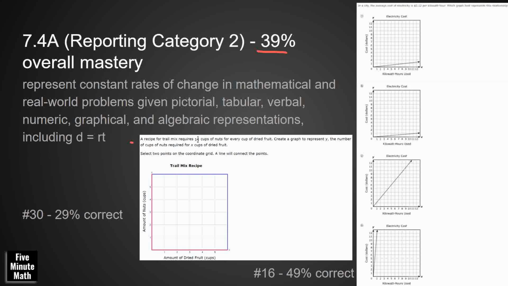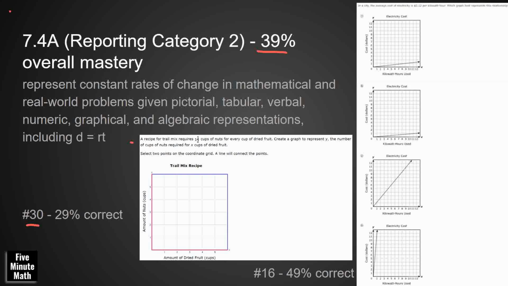And so let's look at this first item here on the left. This is actually the second time it was tested. On the test, it was number 30, and it only had 29% correct. You see, it's a graphing item, which means students need to simply graph the correct linear equation. This is a 1-point problem. They either get the correct line or they don't.